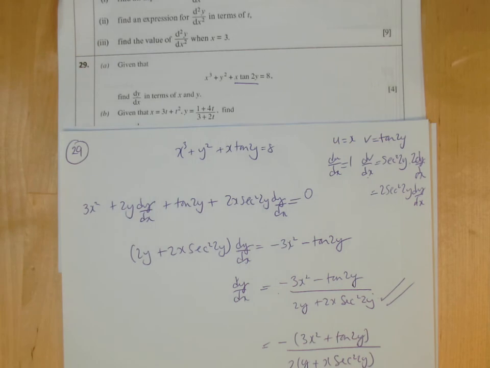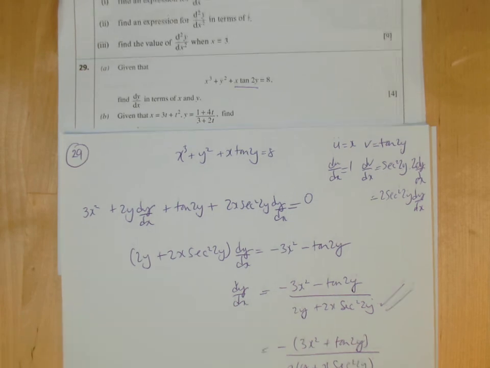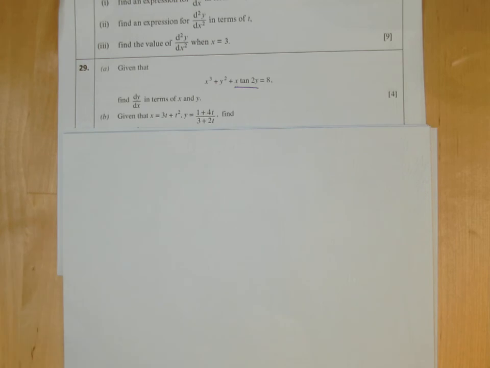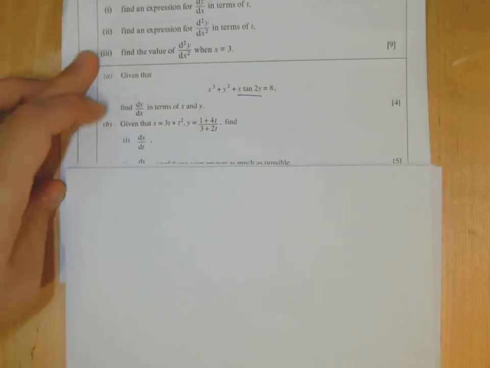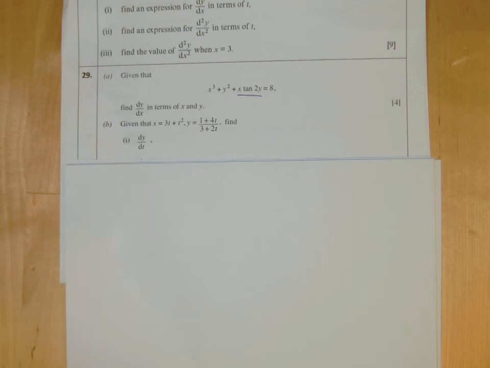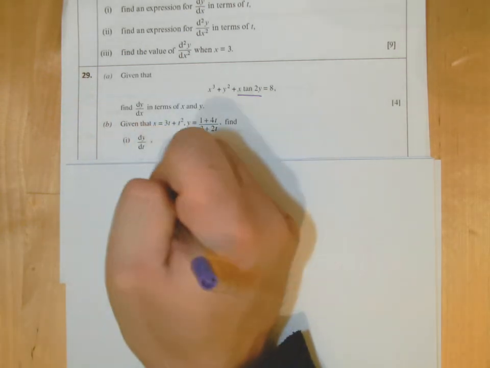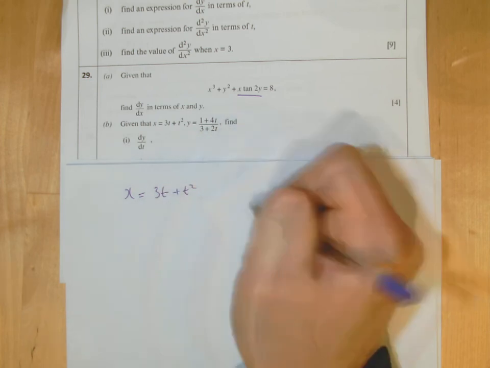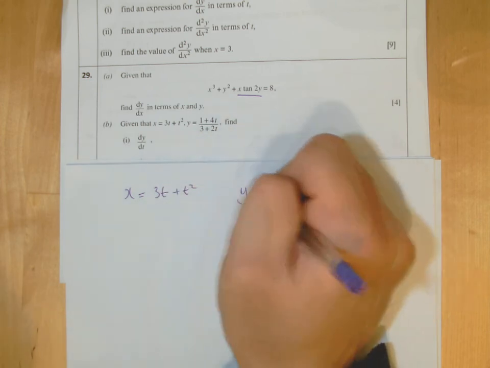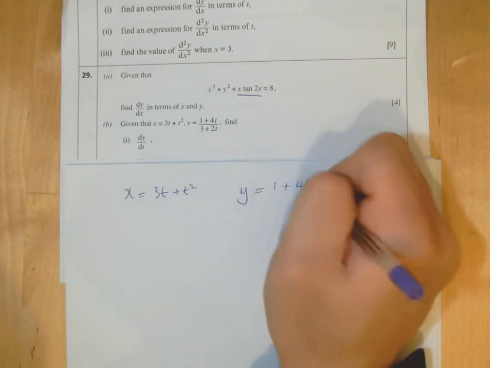Okay, part B, right, parametric. Starting a new sheet of paper here. So we've got here, find dy/dt, it says, right? So we've got x and y. Let's write these down first of all, 3t plus t squared. So when we have a parametric question, we usually write them both down like this, don't we?